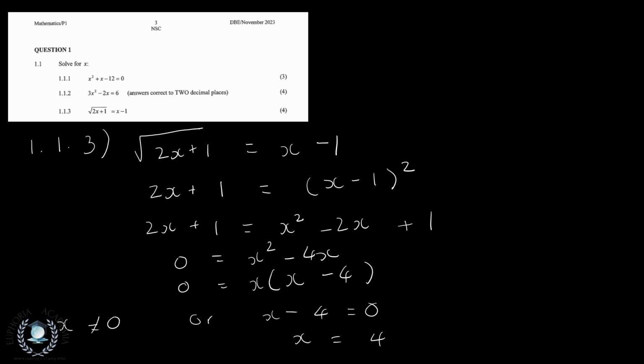If we substitute the 4, we're going to have 2 times 4 here, which is 8. 8 plus 1, 9. Square root of 9 is 3. 3 on the right hand side. 4 minus 1 is 3 on the right hand side. We have 3 is equal to 3. That makes sense. So that is correct.